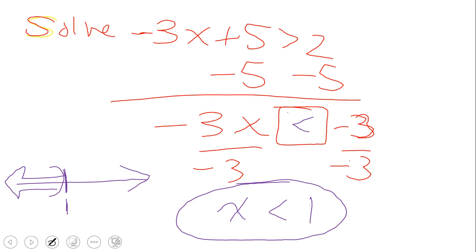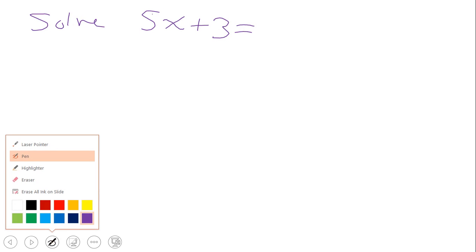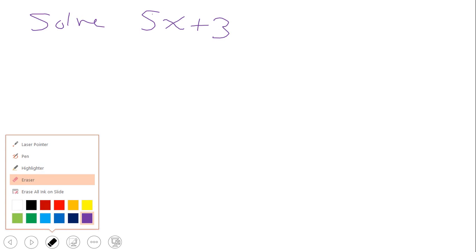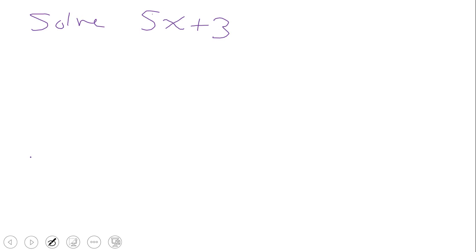And for nonlinear, well, let me work one more linear. So do one more linear. Say I want to do 5x plus 3 less than or equal to 2x minus 1.